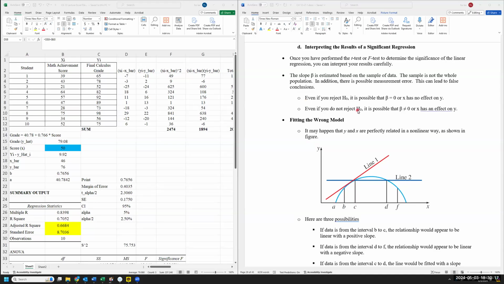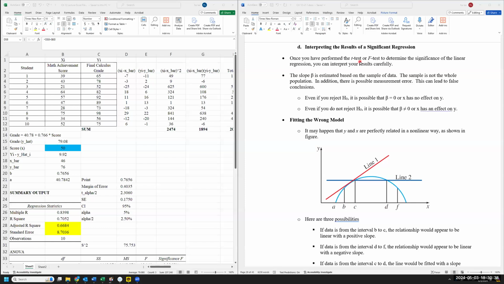Hi, this is part 3 of chapter 12. So we're gonna start where we left off previously. We're in section D, interpreting the results of a significant regression. And this is basically trying to say that you need to be careful.